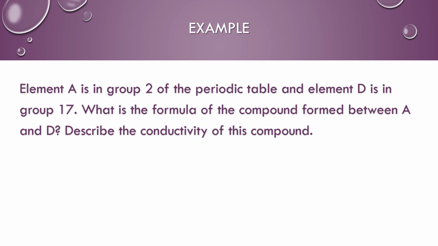Okay, so let's look at this example. It says element A is in group 2 of the periodic table. That means it has 2 valence electrons, and it's likely to form a positive 2 charge because it's going to lose the 2 valence electrons when it forms an ion. Element D is in group 17, which means it's a halogen. It has 7 valence electrons. It's going to gain 1 when it forms an ion. And so these 2 charges don't balance each other out perfectly. You need to have 2 of the D ions to balance out 1 of the A ions. So the formula unit for this ionic compound is AD2.